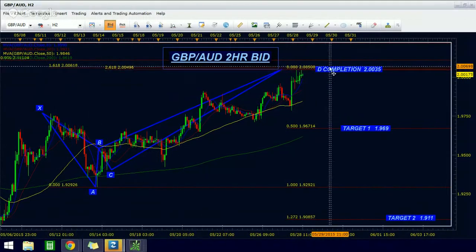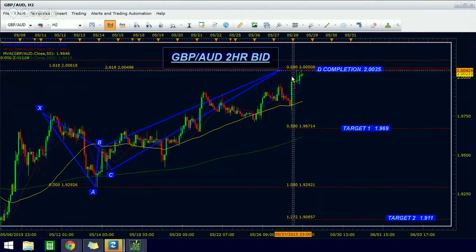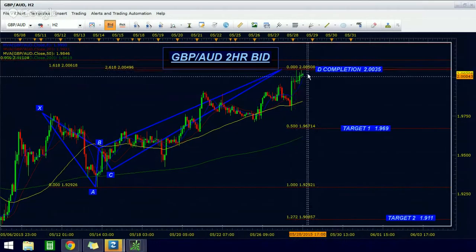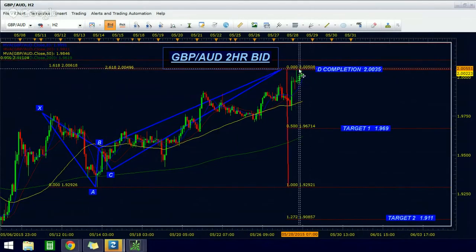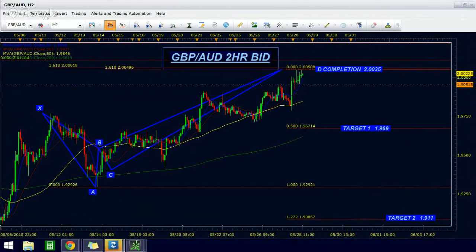Pattern completed at 2.0035. Hanging around there, we are seeing quite some exhaustion in here. It is consolidating. We could move this to a smaller time frame and analyze this sideways movement. We can do it in a moment. Give me a second, guys.